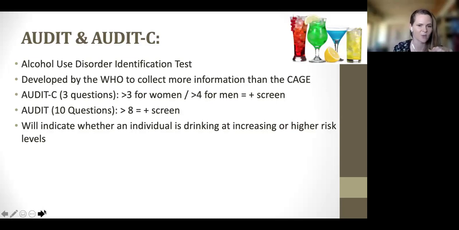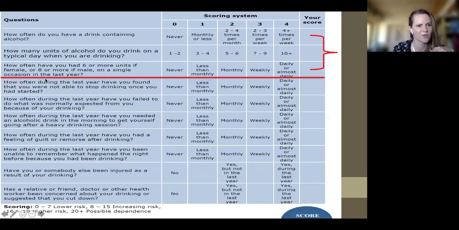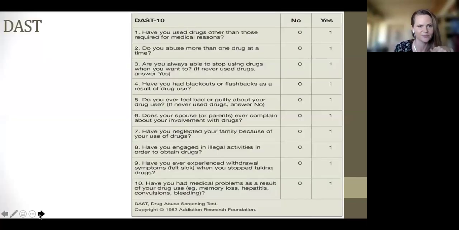And these just indicate whether they're drinking or they're increasing their drinking to a higher risk level. So the first 3, the audit C, being just how often do you have a drink, how many units of alcohol, and how often have you had 6 or more, or 8 or more as a male, on a single occasion. So looking at binge drinking and then daily drinking.